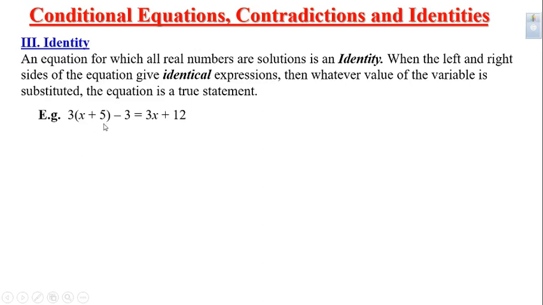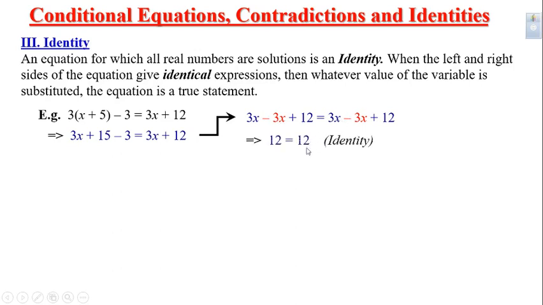So here's an example. 3 times the quantity x plus 5 minus 3 is equal to 3x plus 12. First thing we do, we'll distribute the 3 to the parentheses. We'll get 3x plus 15 minus 3 equal to 3x plus 12. Then when I combine the like terms on the left side, I get 3x plus 12 equals 3x plus 12. If I subtract 3x from both sides to get the x's together, I get 12 equal to 12.